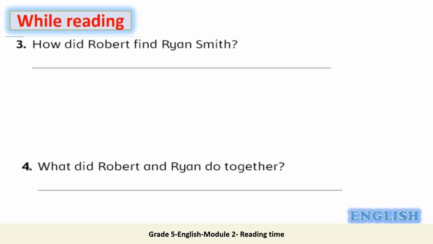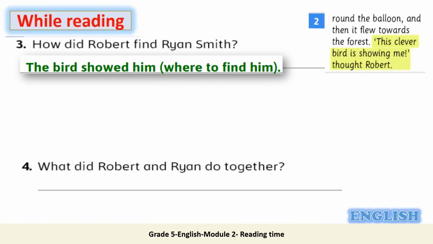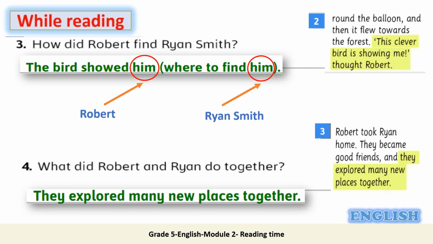Number 3. How did Robert find Ryan Smith? The answer is in frame number 2. The bird showed him. The bird showed Robert where to find Ryan Smith. Number 4. What did Robert and Ryan do together? The answer is in frame number 3. They explored many new places together.